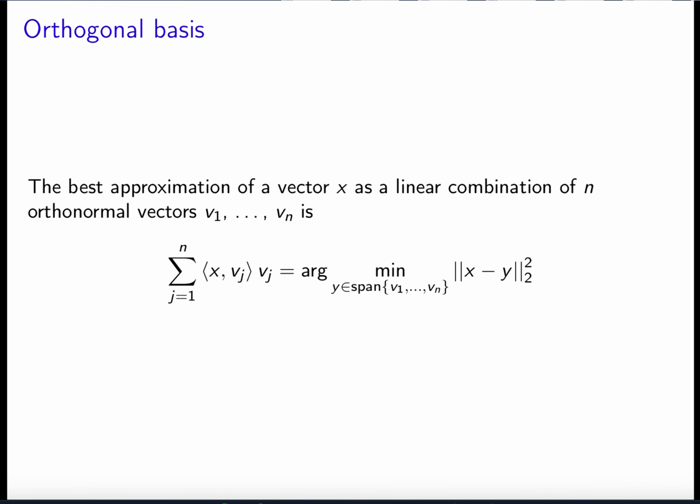So now let's remember a basic result in linear algebra that tells us how to express a vector x as a linear combination of n orthonormal vectors v1 to vn. We want to approximate x as a linear combination of such vectors. What we need to do is we take the inner product with the orthonormal vectors. That gives us a coefficient, and then we scale each of them by that coefficient. This is just basic linear algebra. This is the way that you can project a vector on the span of a group of other vectors.